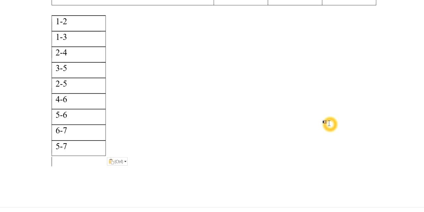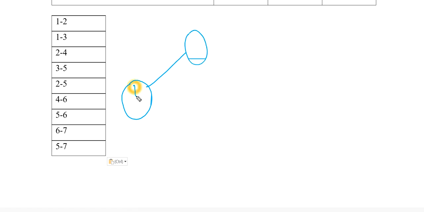Here you can see the activities. Now we will make the network. Let's see how we are going to do this. The first activity is 1 to 2. So here we can create the network from 1 to 2 like this. This is 1, this is 2. Then there is 1 to 3. So next is 1 to 3. Then 2 to 4.